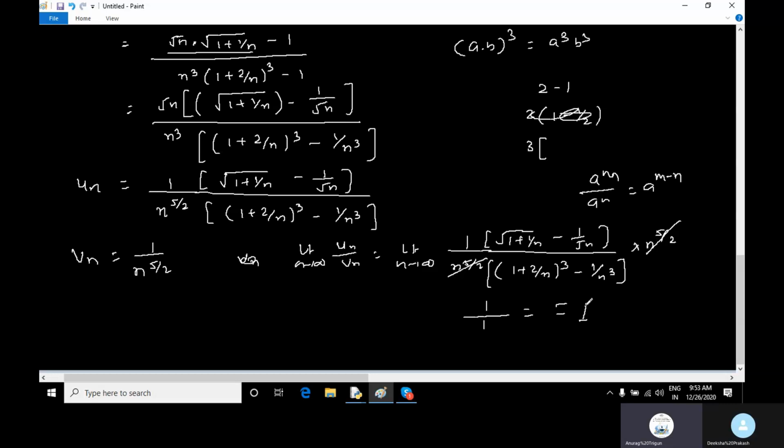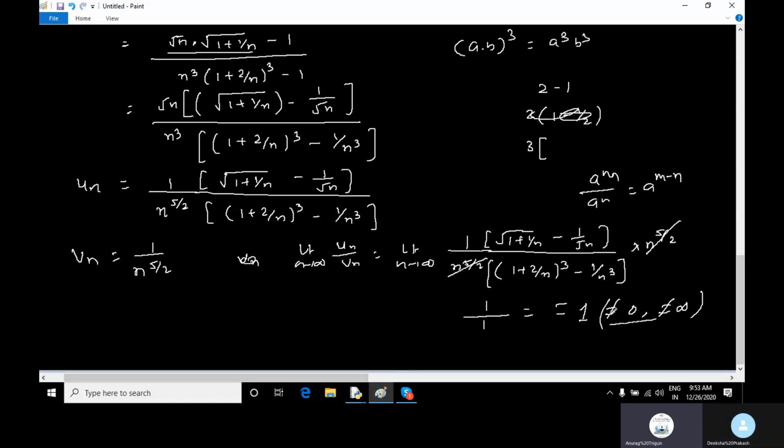This one you have to solve here, because it should not get zero, and it should not get infinity. If it's zero or infinity, we can't use this test. If it's zero, your test has failed. That's why you have to do this. Good question. If it were not there, you could only take 5 by 2, but here we are just checking the condition.